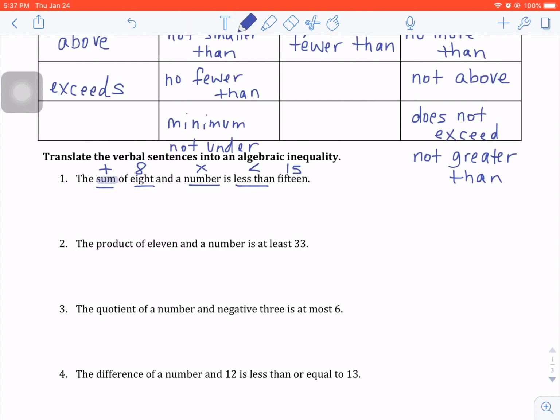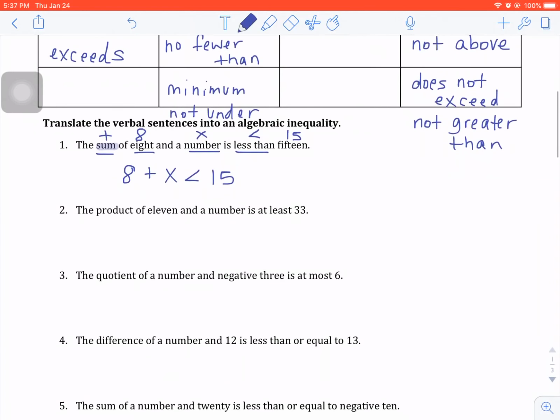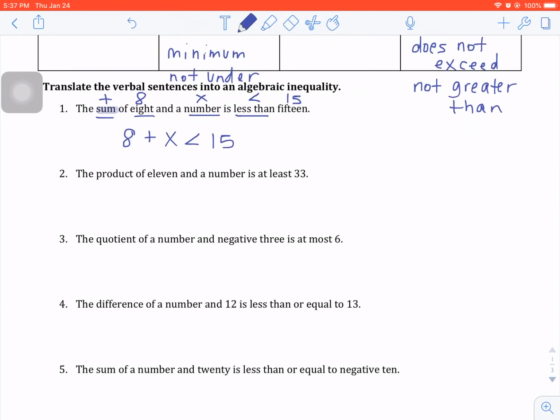So now we're just going to write this down as an inequality. So we're going to say 8 plus x, that represents a number because we don't know what that number is, less than 15. So now let's look at number 2. We have the product of 11 and a number is at least 33.